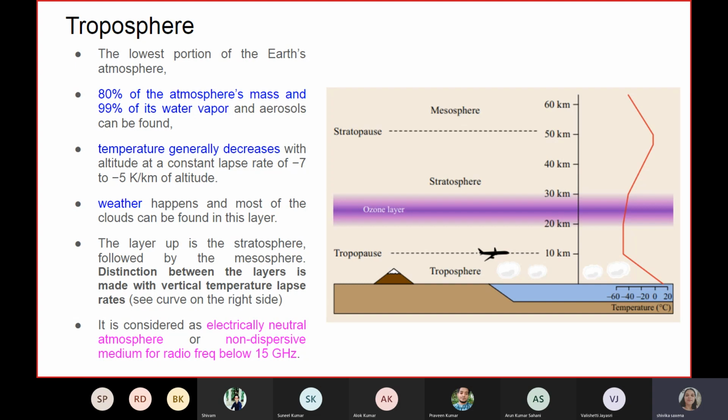The main thing that you have to remember about the troposphere is that it is a non-dispersive medium for radio frequencies below 15 gigahertz. So for our GPS signal, this troposphere behaves as an electrically neutral layer. Okay, so for both the frequencies, there is not much distinction in the propagation characteristics of these two frequencies in the GPS signal because of the troposphere.